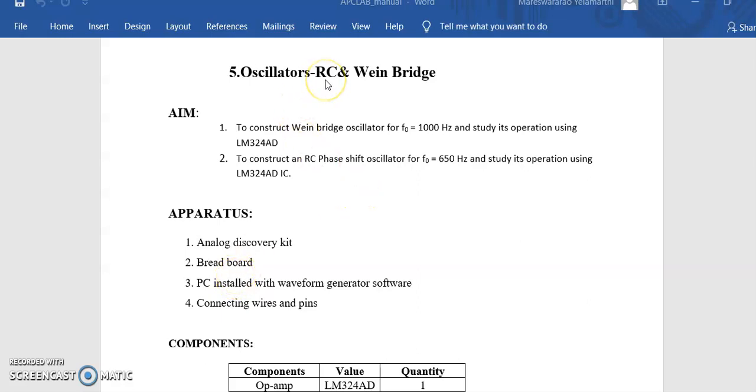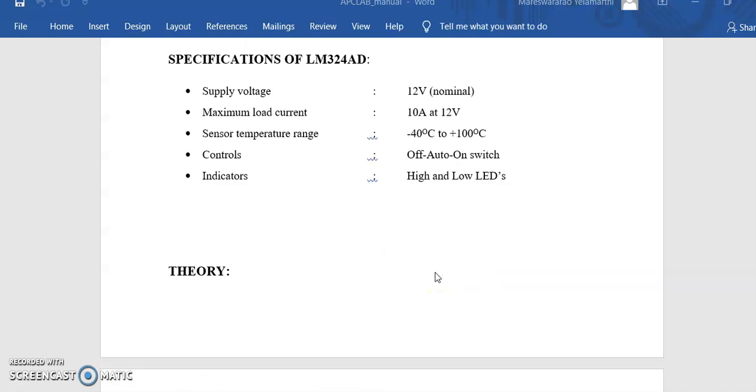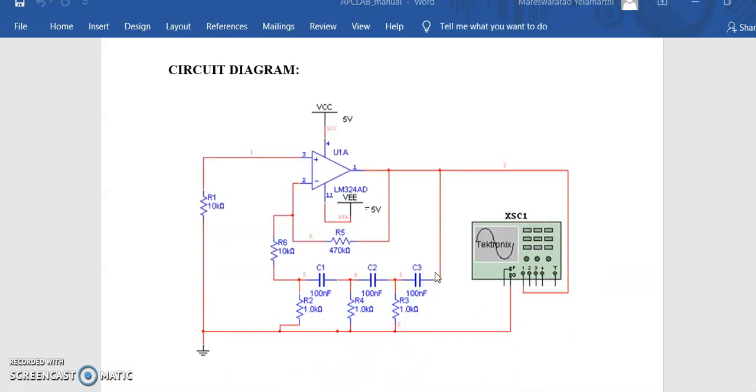Good morning. Our next experiment is the RC phase shift oscillator using an operational amplifier. By the end of this lab, we will learn how to design an RC phase shift oscillator for a particular frequency. The aim of our experiment is to design an RC phase shift oscillator for a frequency of 650 Hz. Components required for this experiment are the LM324 AD IC, 1 kilo ohm, 10 kilo ohm, and 470 kilo ohm resistors, and a 100 nanofarad capacitor. This is our circuit.